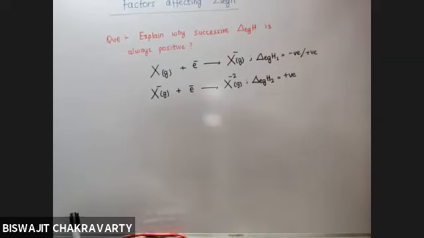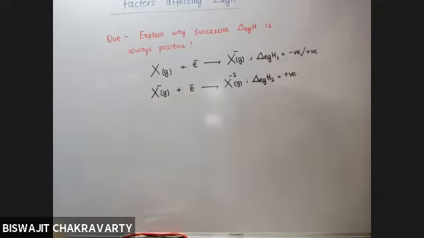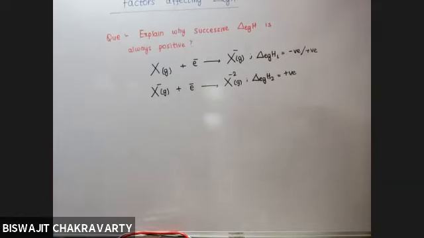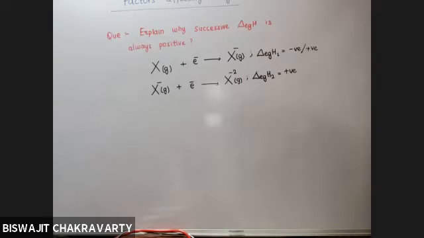Repel. Now, if they repel each other and you still want to bring them closer, energy has to be supplied from outside or not? Yes. And because energy has to be supplied from outside to bring them closer as they repel each other, successive electron gain enthalpies are positive. Understood or not?